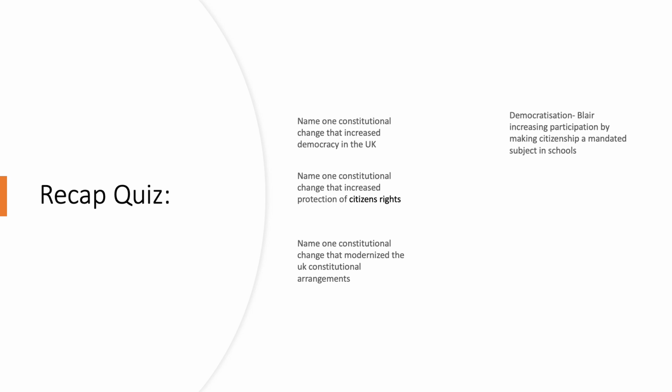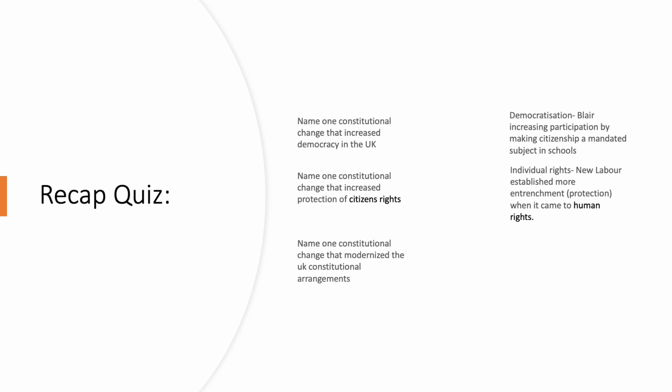Okay, so one constitutional change that increased protection of citizens' rights. So this was obviously individual rights. So New Labour under Tony Blair established more entrenchment, which is protection, when it came to human rights.